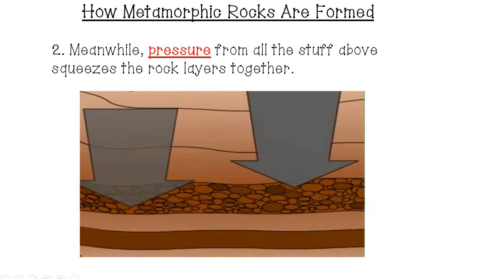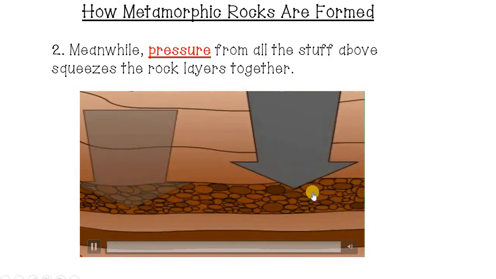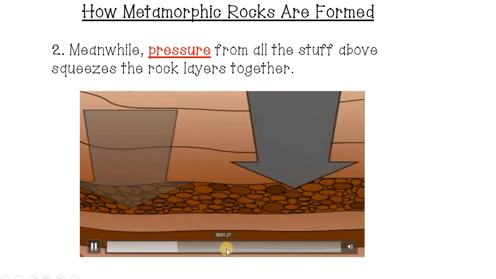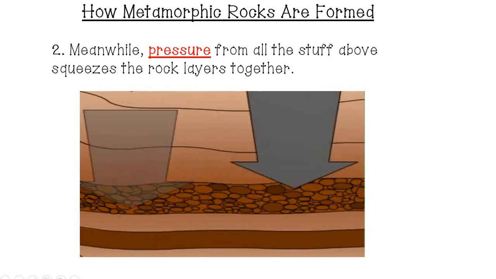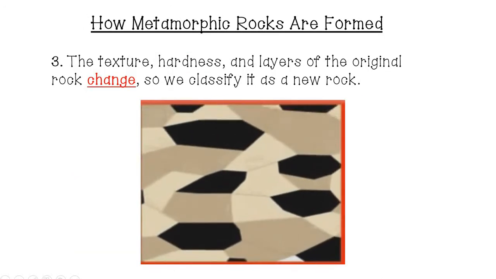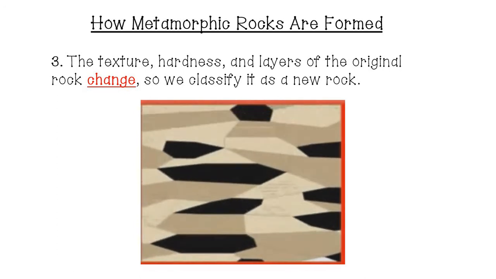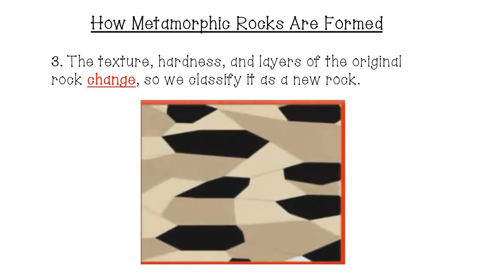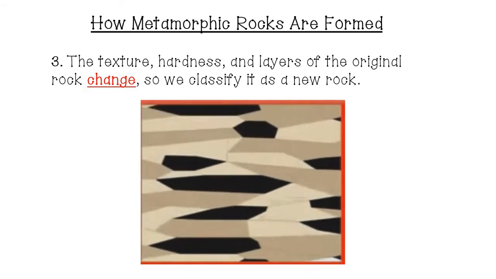The second thing is that these rock layers are so deep down that they literally have miles and tons of rock layers on top of them. So coming from the top, there is pressure. All the stuff that is above it and on top of it is pressing down on those layers so they get tightly packed together. And so that means that the texture of these rocks is going to change, the hardness of the rocks is going to change, and the layers of it are all going to get compacted together.